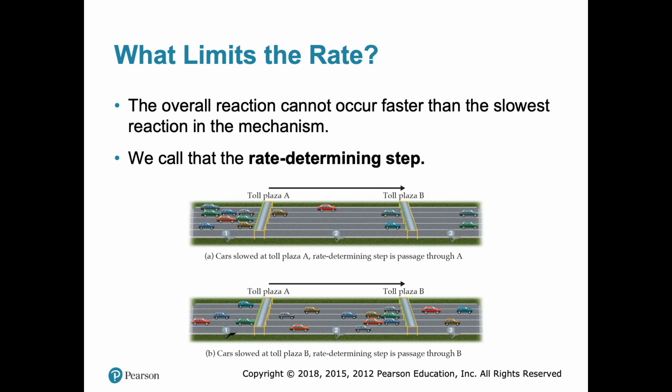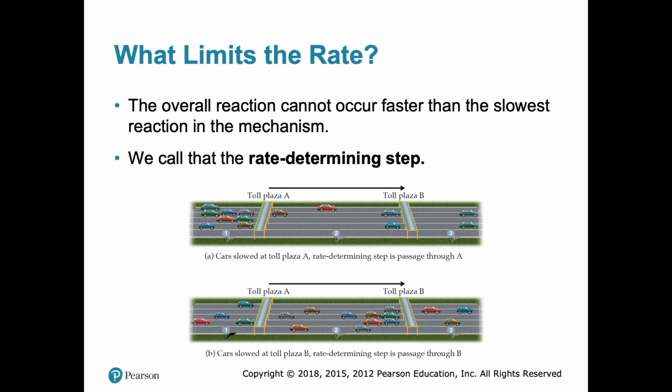So here in this picture, which I haven't actually seen yet, so let me study it real quick, right? Cars are slowed down at toll plaza A, and so that's the rate determining step, the passage through A, because since they're being bottlenecked right there, they're going to be slow getting into toll plaza B. Whereas if the cars are slowed at toll plaza B, the rate determining step is going to be at toll plaza B. So it really is like a bottleneck. You can't go any faster than the reaction if there's a step that slows everything down.